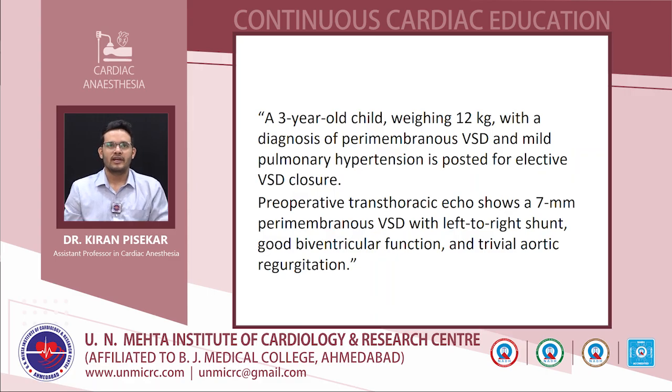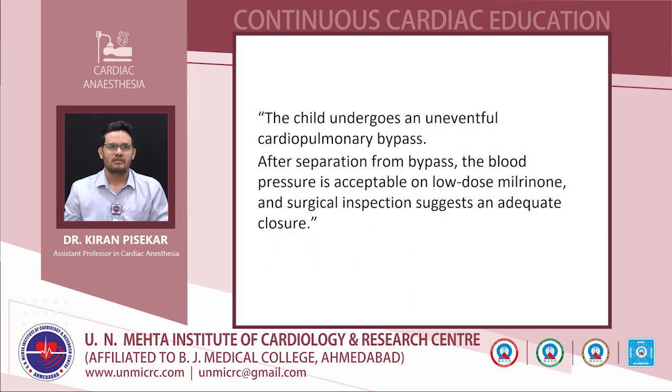A 3-year-old child weighing 12 kg with a diagnosis of perimembranous VSD, mild pulmonary hypertension, is posted for elective VSD closure. In pre-op transthoracic echo, we have a 4 mm by 7 mm perimembranous VSD with left to right shunt with good biventricular function and trivial aortic regurgitation. Now the child underwent VSD closure on cardiopulmonary bypass. After separation from CPB, blood pressure is acceptable on low dose milrinone and surgical inspection suggests an adequate closure.